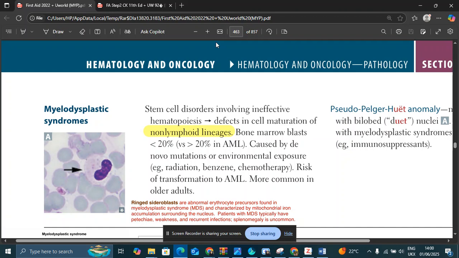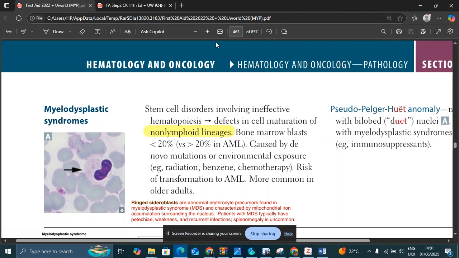In comparison to this, when you see more than 20% blast cells in the bone marrow, that will be acute myeloid leukemia. This is the important thing you should remember: myelodysplastic syndrome can transform to acute myeloid leukemia. In myelodysplastic syndrome, there will be an increased number of blast cells, but those will be less than 20%, versus in acute myeloid leukemia, where you will see more than 20% blast cells.